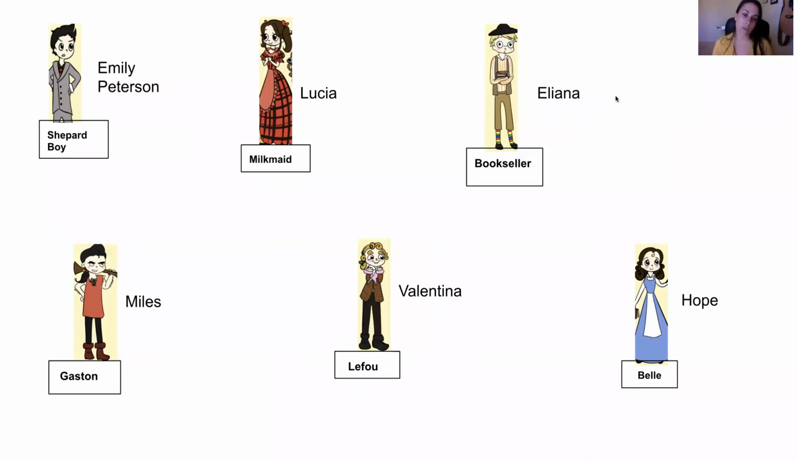Here are our next ones. Lucia, just a reminder, you also say the butcher's line, but I've taken out the butcher, so you only have one person. And Emily Peterson, you are a shepherd boy, and Eliana's the bookseller. We got everyone down. So you're remembering where you are.